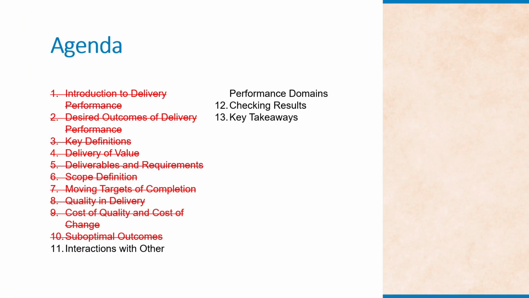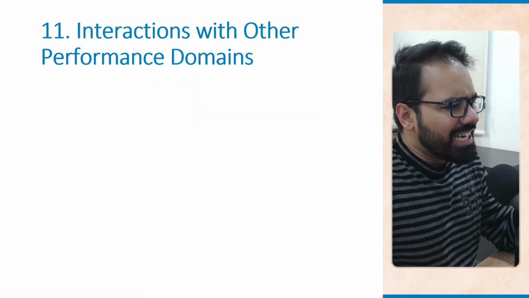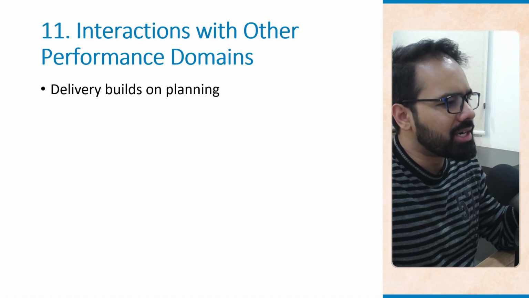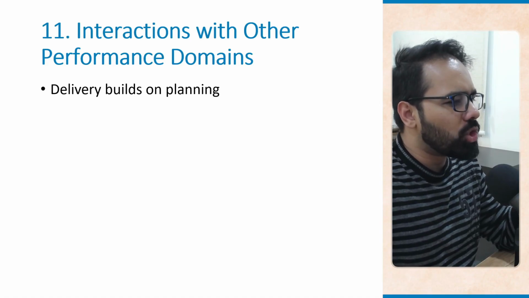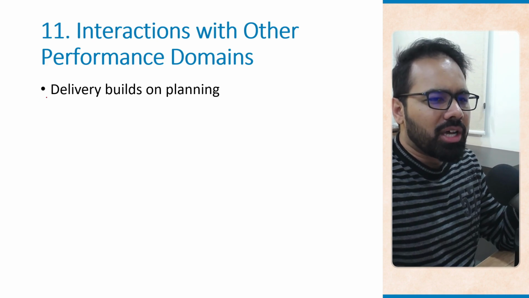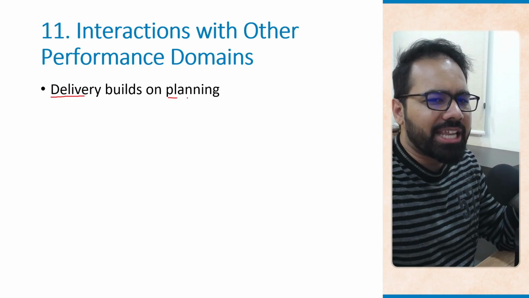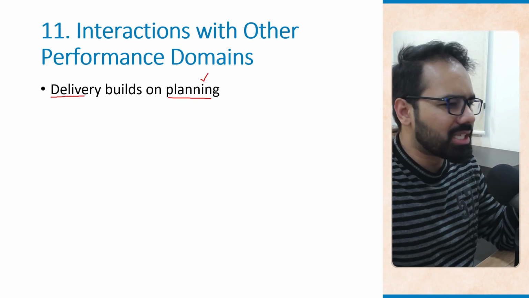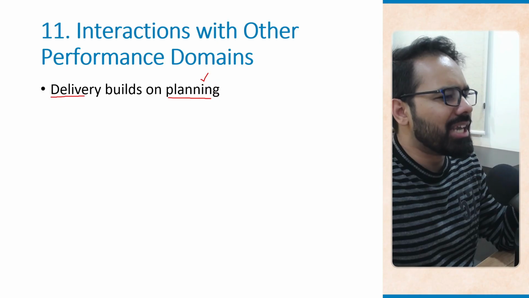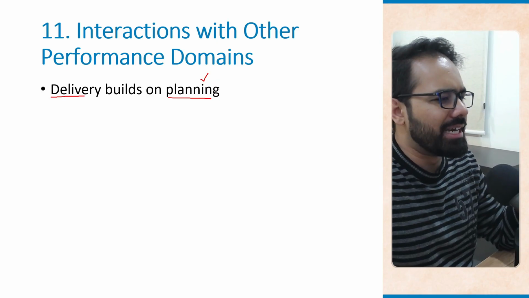Okay, so we've completed 10 topics. Let's talk about the interactions of this performance domain with other project performance domains. Delivery builds on planning. The scope and requirement defined in the planning domain guides the delivery work. So there's your relationship between delivery and the planning performance domain, right? So this is something that is pretty obvious, right? Whatever that you have planned is what you're going to be working on in delivery.